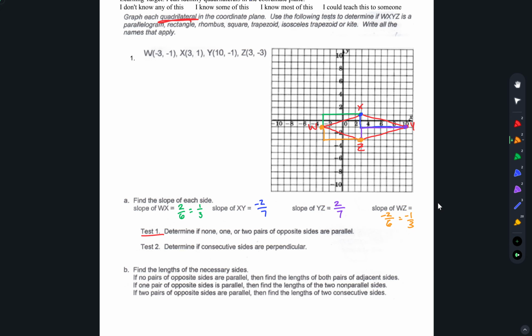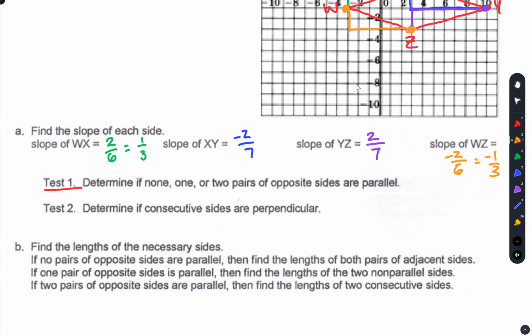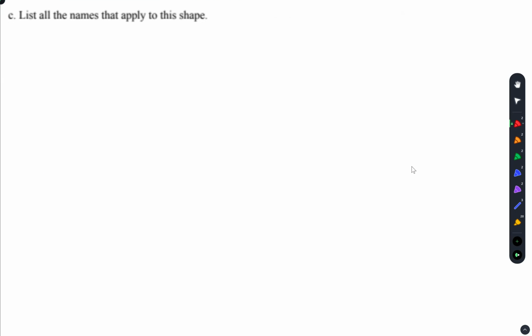Okay? So that's that. Now I've got all my slopes. Are any of these slopes the same? None of them are the same. They're all a little bit different. So I can say I have no pairs of parallel sides. That puts me directly into the category of kites.